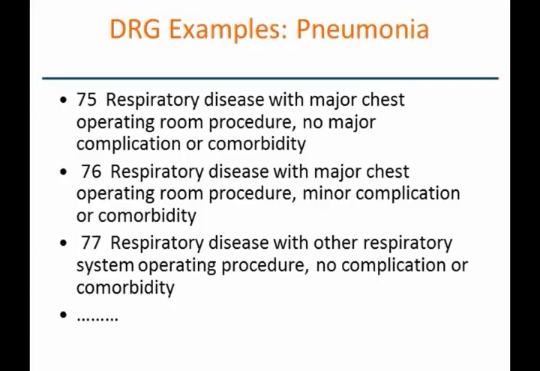So some examples of DRG, for example, pneumonia. 75 is a respiratory disease with major chest operating room procedure, but no major complication or comorbidity. 76 is the same, but with minor complication and comorbidity. And 77 is similar with other respiratory system operating procedure. You can see that the level of care and presumably resources utilized is different for each of these groups, and that was the intention of the DRG.